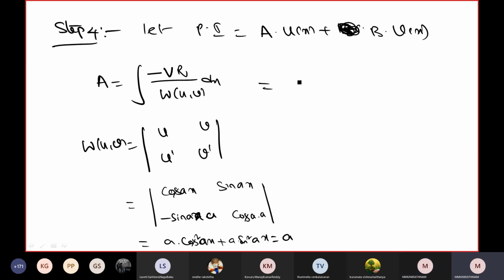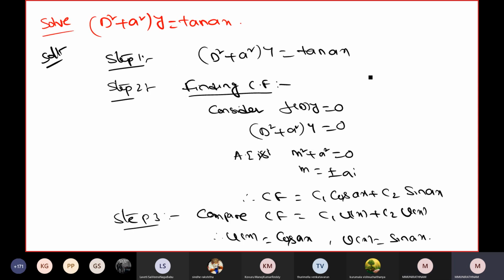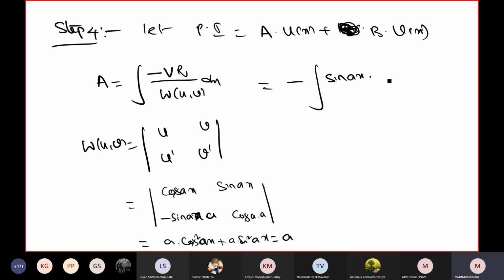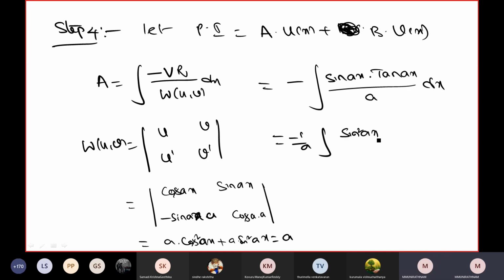Capital A now. Minus v, that is sin ax, right? And what is r? What is r? Anyone? tan ax, sir. Very good. Wronskian is a. Wronskian is a. So what is sin into tan? What is sin into tan? Sin square ax by cos ax.